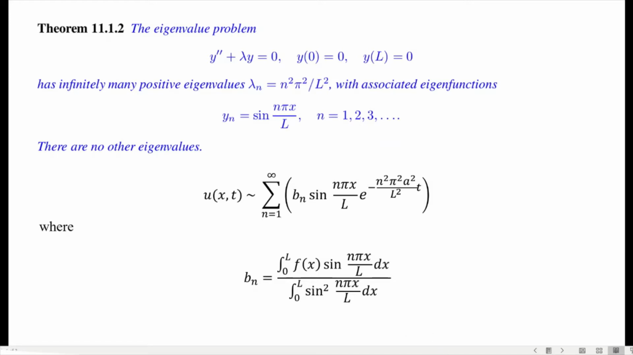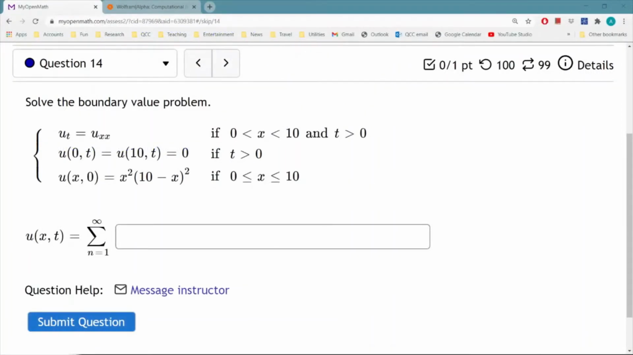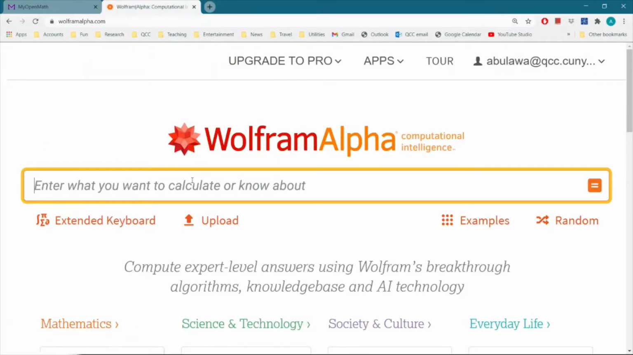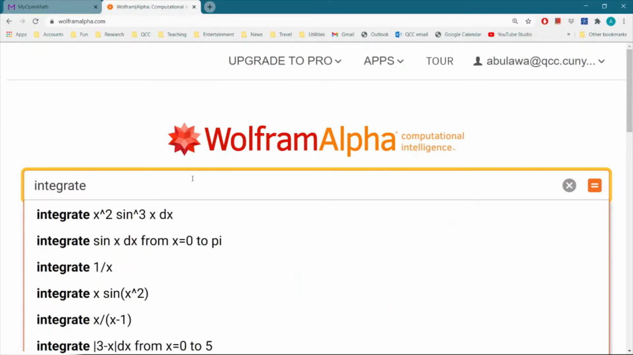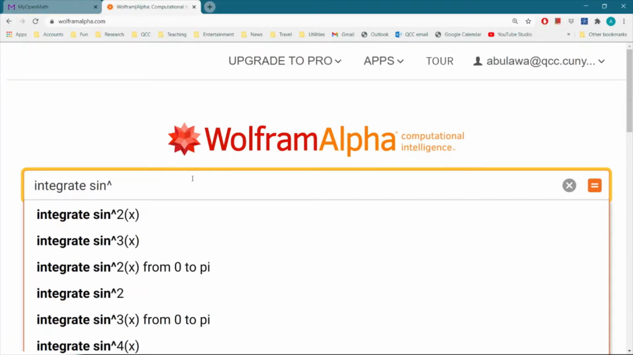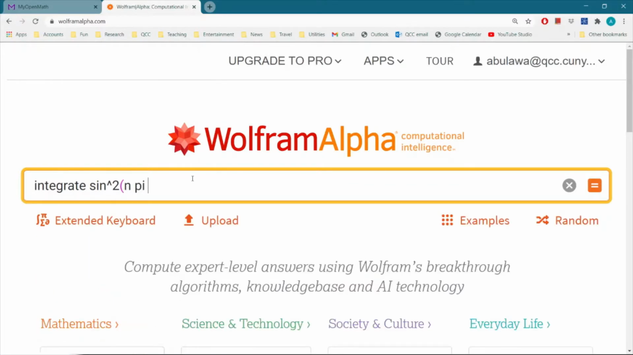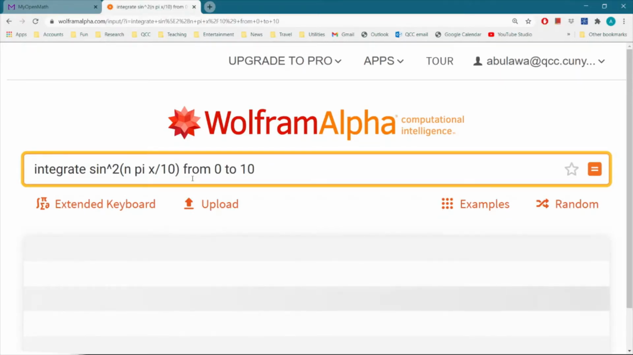So what we're going to do is we're going to use Wolfram Alpha, which is a computational engine that you can use on the internet to solve problems like this. And the nice thing about it is you can enter your math problems in natural language here. So I can just type integrate. Now what we want to do is integrate sine squared of n pi x over L, from 0 to 10. Okay, so let's go ahead and see what this gives us.